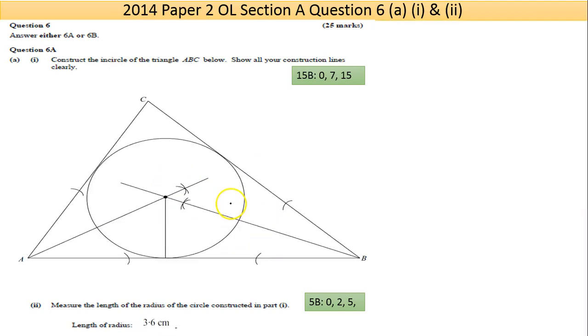So I'm going to go to the answer here. You've seen the repeat of what I've done there. That's the arc, where those two lines cross. They're doing the same thing here for bisecting the angle B. It's the exact same thing. You end up with the in-centre.